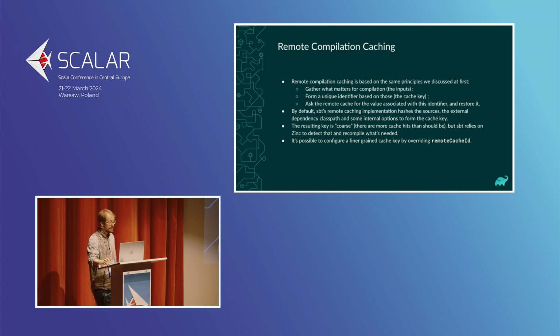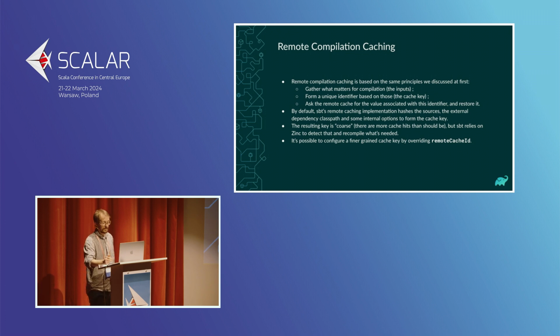So the key that SBT generates for the remote cache by default is based only on the sources, the external dependency classpath, so that would be the list of jars that you are getting from Maven, for instance, and some more internal compiler options. So it's quite coarse because, for instance, it doesn't include the classpath coming from the other modules in your build. So it means that you are going to get more cache hits than you could.